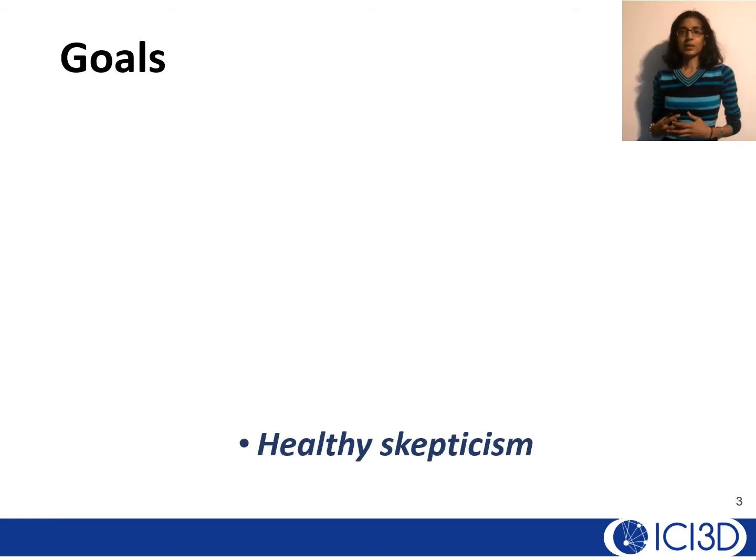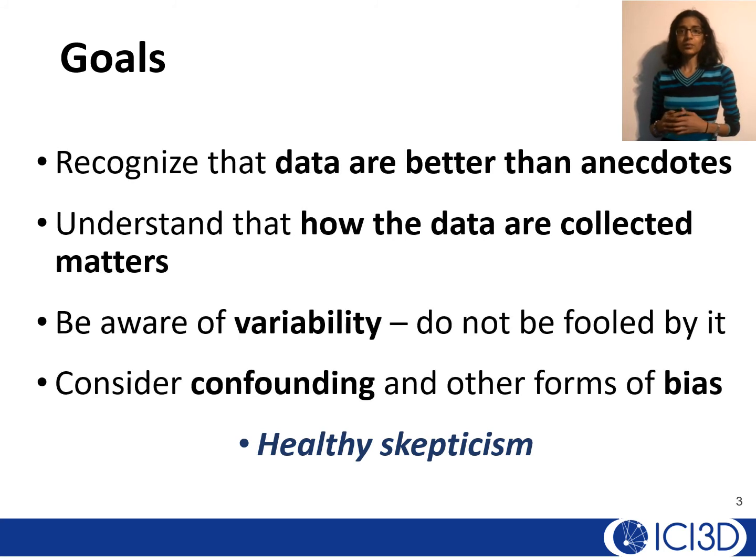The main goal of this lecture is to remind us that we should always have a healthy skepticism when faced with data. The lecture proceeds through a series of examples that try to highlight the following points. We want to recognize that data are better than anecdotes. We should understand that how the data are collected matters. We should be aware of variability and try not to be fooled by it. And we should always consider the possibility of confounding and other forms of bias.